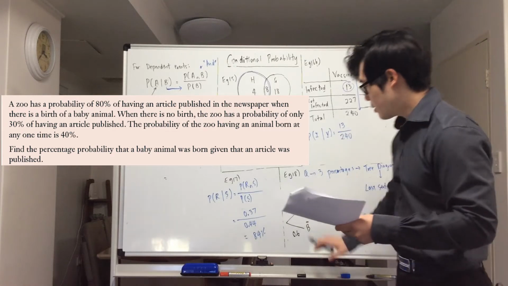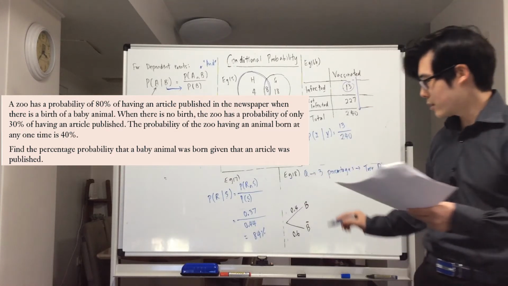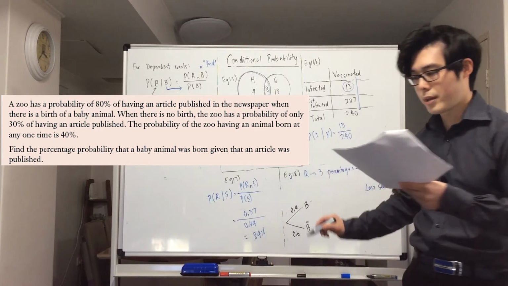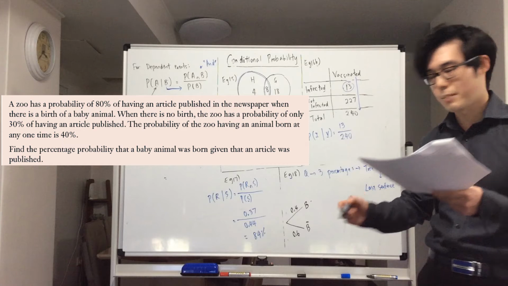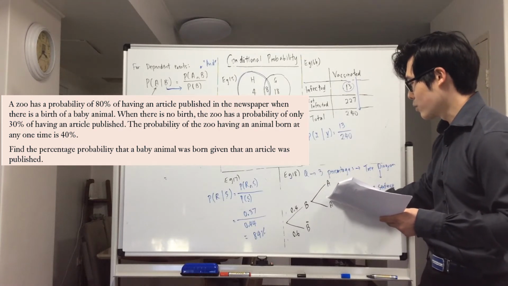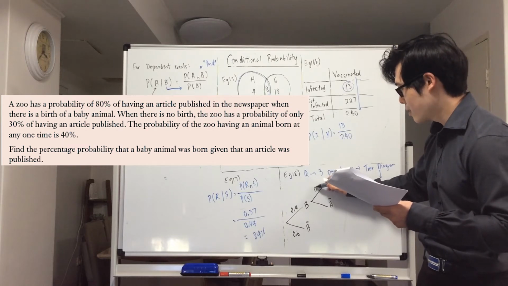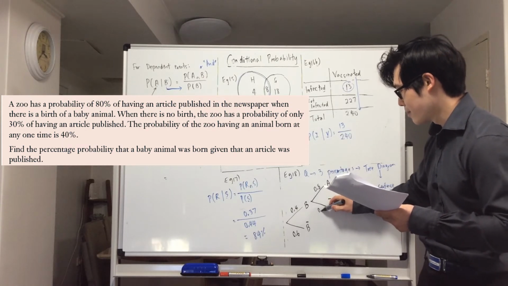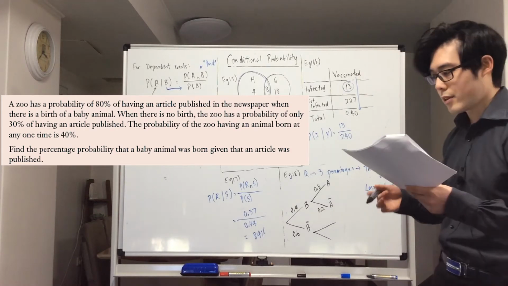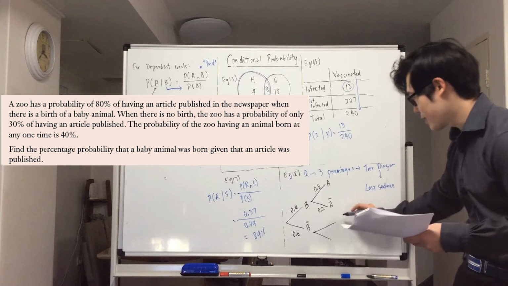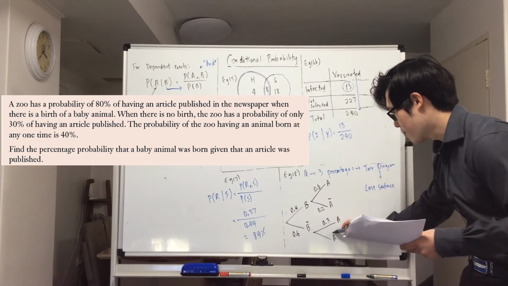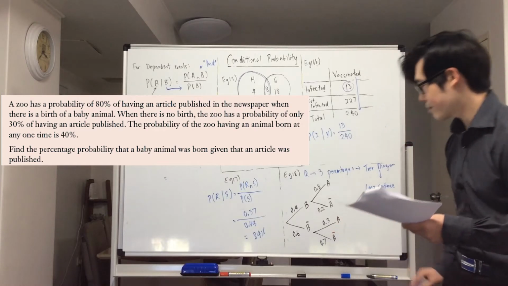All right, so once you've set that up, now let's go backwards. If there is an animal that has been born, it says a zoo has a probability of 80% of having an article published. So we can have the article published, an article not published, and it says 80%, and then that would be 20% here. Now let's have a look at a scenario if the baby animal is not born. The probability of having an article published is 30%. So having an article published will be 30%, 0.3, and not published is 70% then, okay?